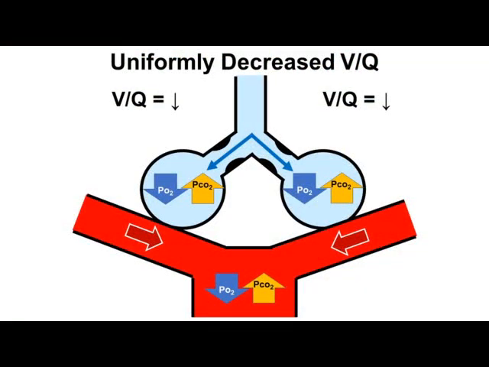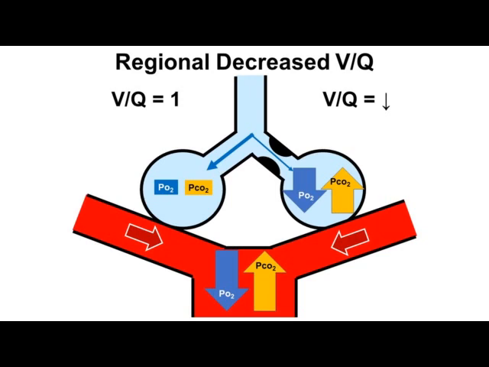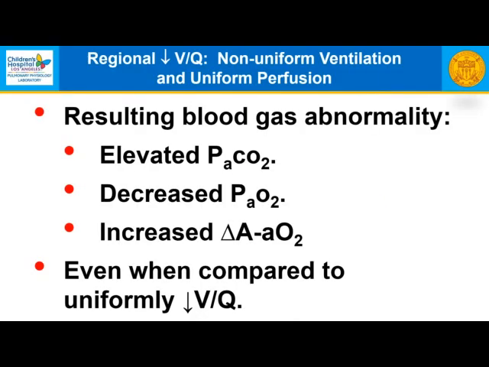Or look at it another way, visually. If this is the uniformly decreased VQ situation, O2 is down, CO2 is a little bit up. In the non-uniform case, these are normal, but this is significantly more impacted. And so what we get here in arterial blood is significantly worse than in the uniform situation. Regionally decreased VQ, non-uniform distribution of ventilation and uniform perfusion gives us elevated PCO2, decreased PO2, and an elevated AO2 gradient, even when compared with uniformly decreased VQ.